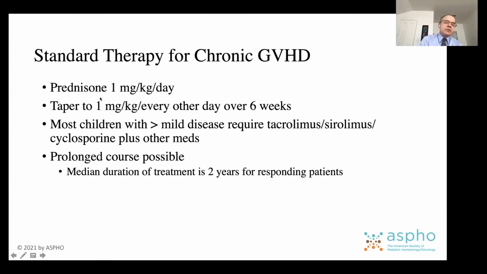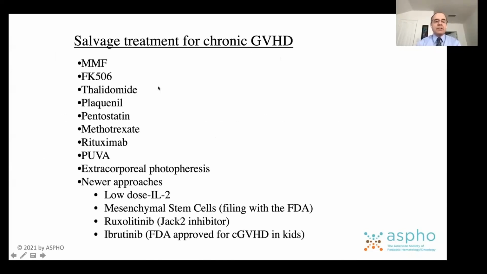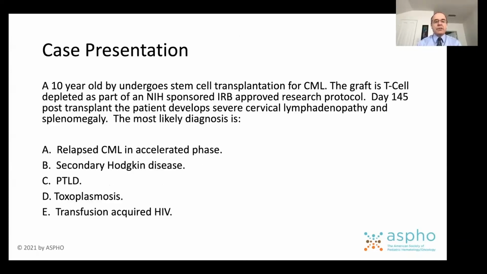What's standard therapy? The only thing that's really been shown to consistently control and treat GVHD is prednisone, and so that's kind of what people use as a start. But we can't keep patients on prednisone, so we switch to many other different agents. Tacrolimus, sirolimus, cyclosporin. There are a whole list of agents that you can see right here that are routinely used. And we're continuing to work hard to try to find the best ways to approach chronic GVHD.